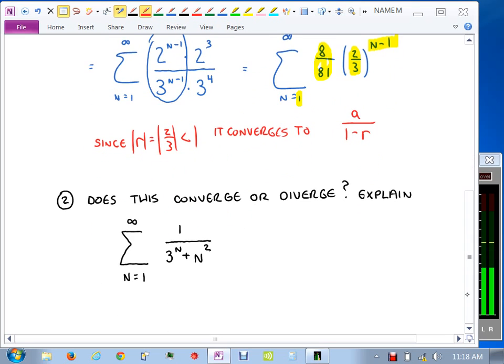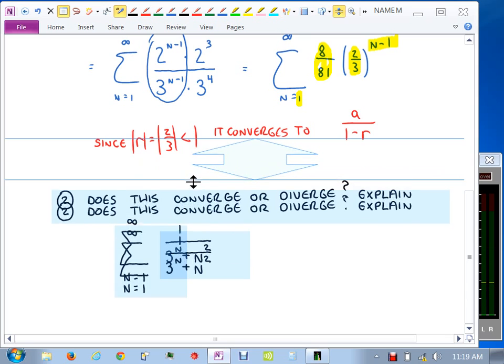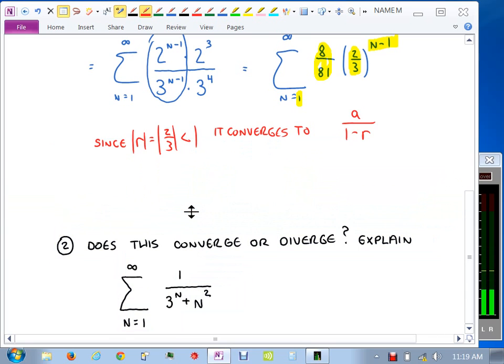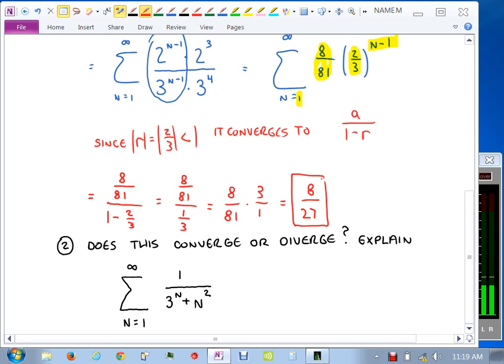I can't move this thing down. Well, I guess I can move it a little bit. That's the end of the page right there. This becomes a, which was 8/81, over 1 minus r, 2/3. That's 8 over 81 over 1/3, which is 8 over 81 times 3 over 1, which is 8 over 27. 8/27.